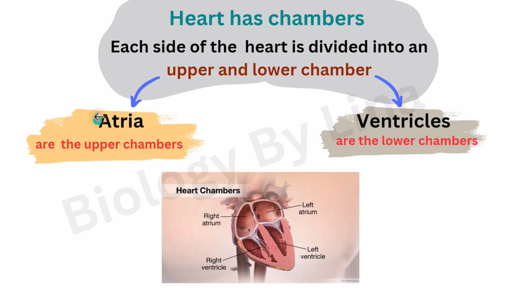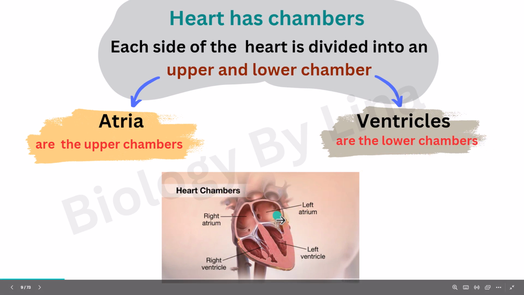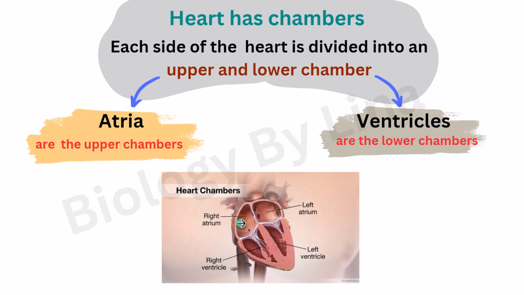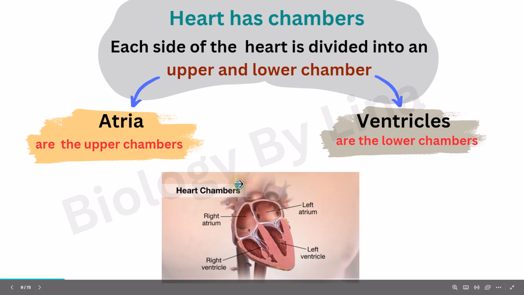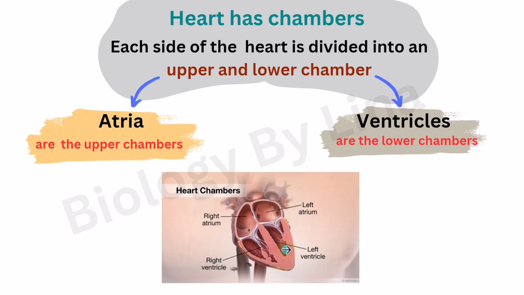The upper chambers are named atria, and the lower chambers are named ventricles, and you can see the heart chambers in this figure. We said that we can divide the heart into two parts, left and right, by the septum, and each side can also be divided into two parts. So in the left side we have the upper part and the lower part. The upper part is the atrium, and the lower part is the ventricle.